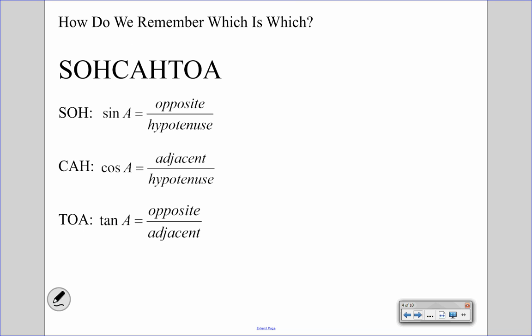So how do we remember all of these? There's a shortcut, Sohcahtoa. Sohcahtoa helps us remember the trig functions sine, cosine, and tangent. The SO stands for sine equals opposite over hypotenuse. The CAH stands for cosine equals adjacent over hypotenuse. And our TOA stands for tangent equals opposite over adjacent, which we learned previously.